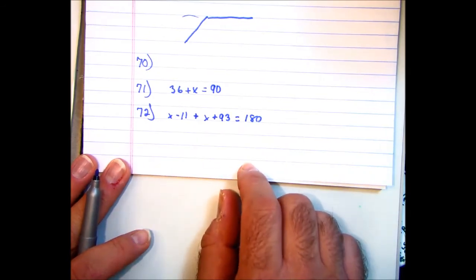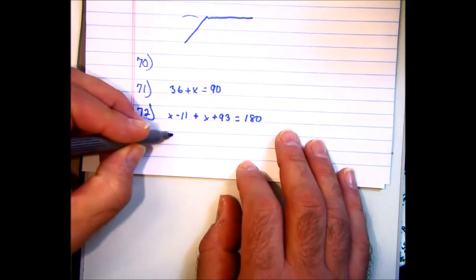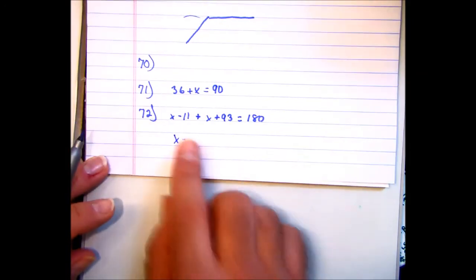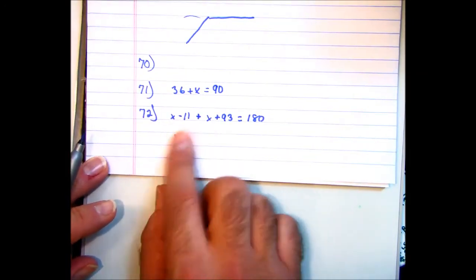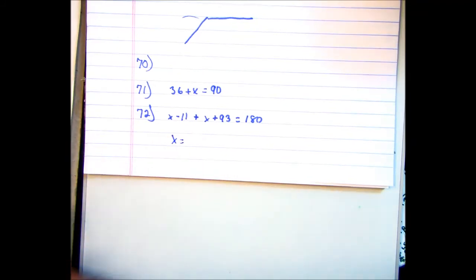Now you have to be careful because the answer for x is not the answer for the problem. Again, once you get x as an answer, you read the problem again, and it says find the measure of each, which means you're supposed to plug it back in.